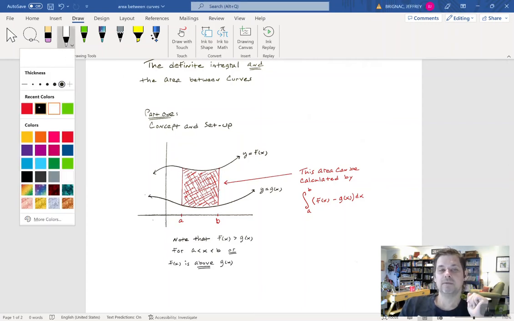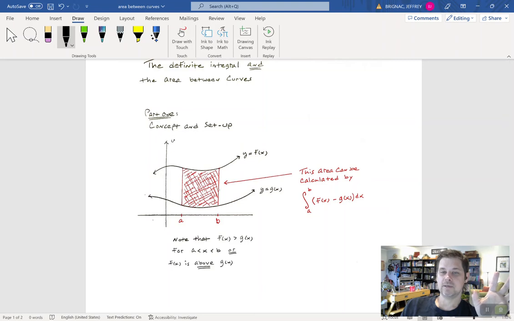So let's talk about, in part one, the concept of what I want to do and how you set things up. Here you see a graph, and there are two curves on it. This one's called f of x, this one's called g of x. Then I have two points marked on the x-axis, point A and point B. What we're looking at in the picture is the area between the curves from point A to point B. It's shaded in red right there.